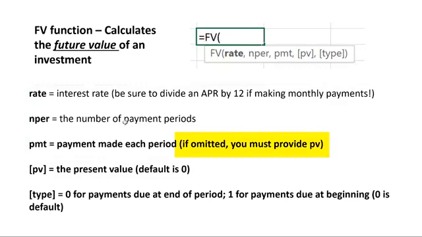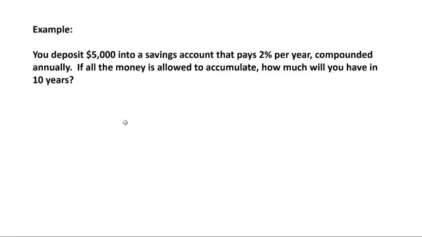So a lot of times you're not making payments on a loan. Maybe you're just putting a one-time amount that you're going to invest. And so sometimes you don't have payments. If you leave that out, then you need to provide the present value. So I've got an example here. You deposit $5,000 into a savings account that pays 2% per year, compounded annually. If all the money is allowed to accumulate, how much will you have in 10 years?